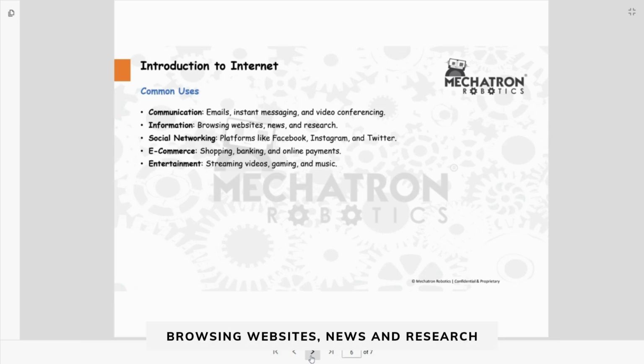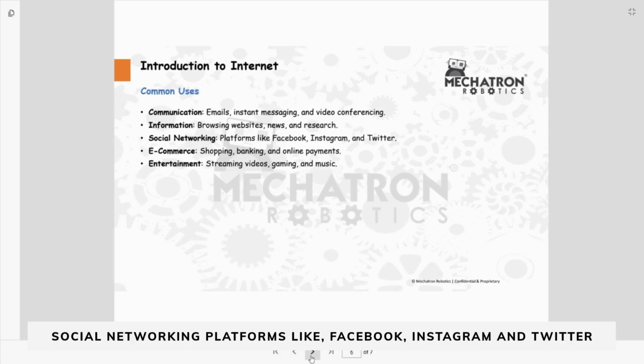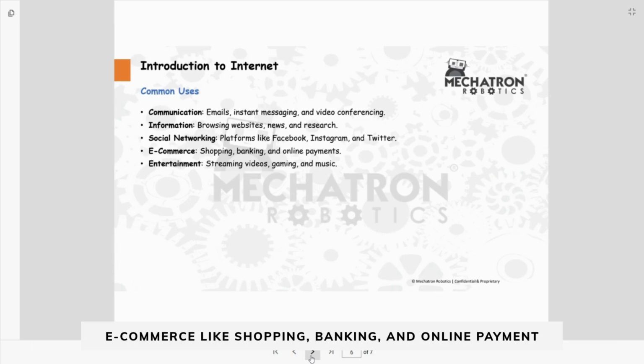Now the common uses of internet are communication, where we are using emails, instant messaging and video conferencing. Information is nothing but browsing the websites, news and research. The social networking platforms like Facebook, Instagram and Twitter. E-commerce is nothing but online shopping, banking or online payments. Entertainment, nothing but streaming videos, gaming and music.